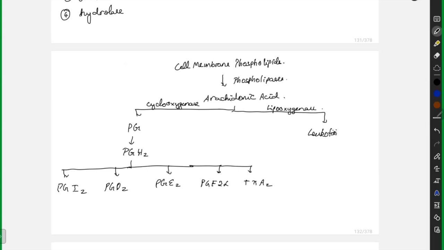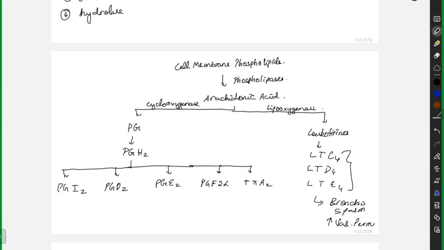Leukotrienes give LTC4, then LTD4, then LTE4. All these three lead to bronchospasm and increase the vascular permeability.